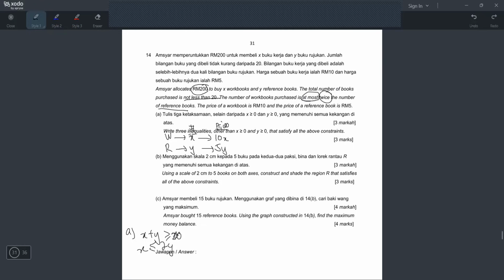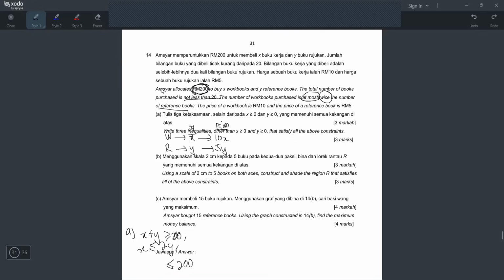And then it says write three inequalities other than x bigger than 0, y bigger than 0 that satisfy all the above constraints. Okay, I already wrote two inequalities. There is one more. So what is the one more inequality? It will be the RM200, right? Because RM200 is the allocation. It means your price cannot be more than 200. It has to be less than or equal to 200, because this is like the budget, right?